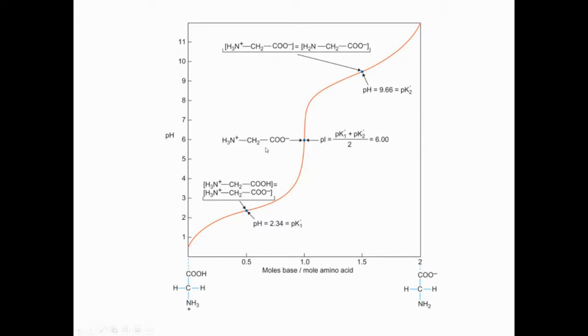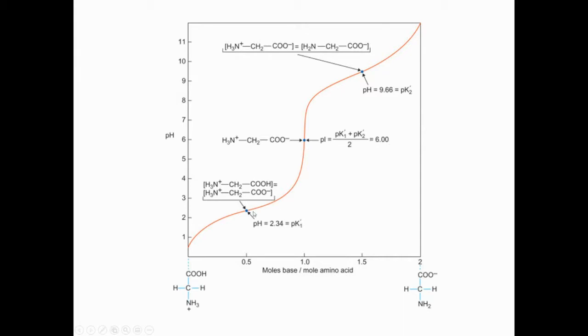And then the pI, basically that will be the average of pK1 plus pK2. What that means, the dissociation of these hydrogen ions, the acceptance of the hydrogen ion, those are pK1 and pK2, and then that gives you the pI.